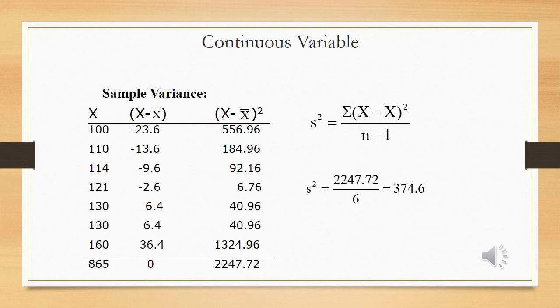After finding this, we divide it by the number of data points minus 1. The number of data points from the previous slide is 7, so 7 minus 1 gives us 6. So the sample variance, s squared, which equals the total of x minus x bar squared, which is 2,247.72, divided by 6, gives us 374.6.